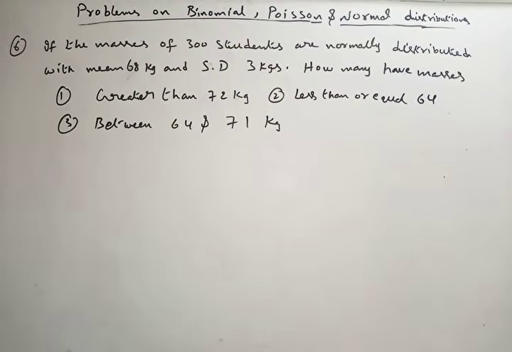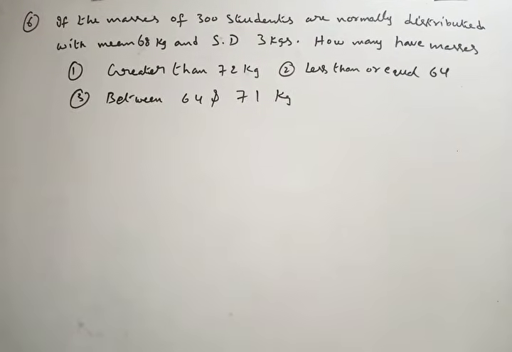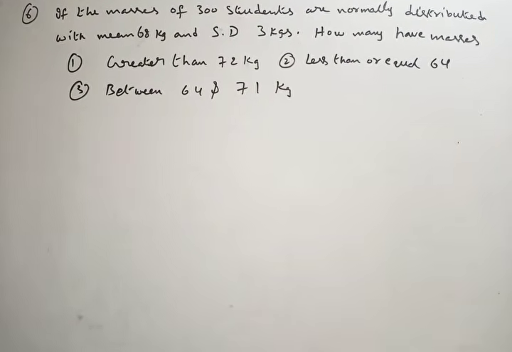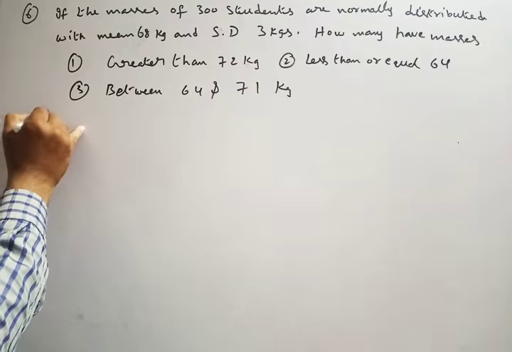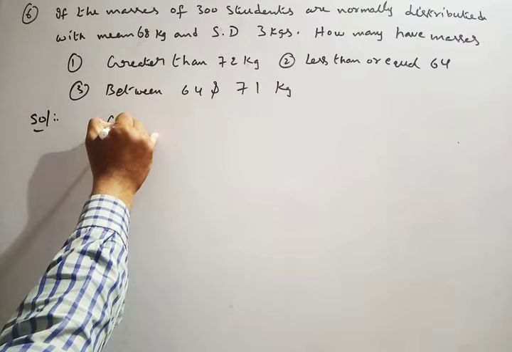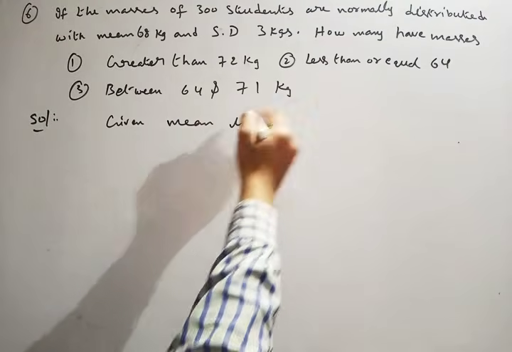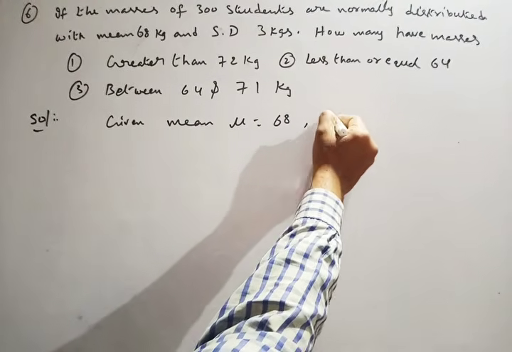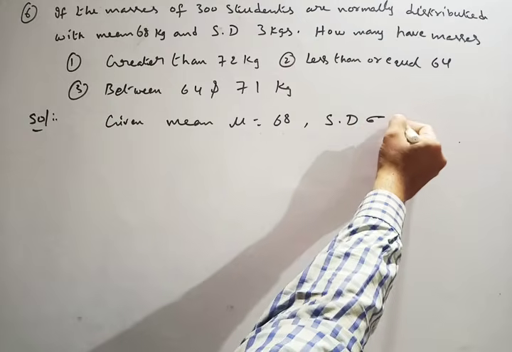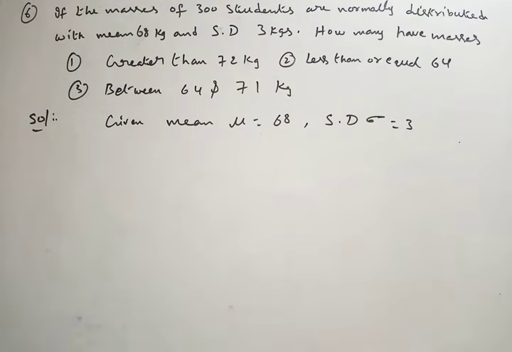So this problem is on normal distribution. Very, very important problem, a normal distribution problem. What is given here? Mean, which we can take as mu, is 68 kg. Standard deviation sigma is 3 kg.